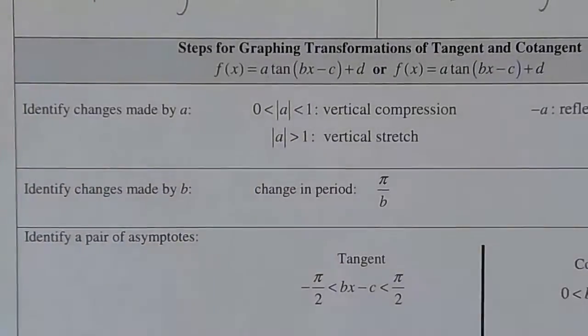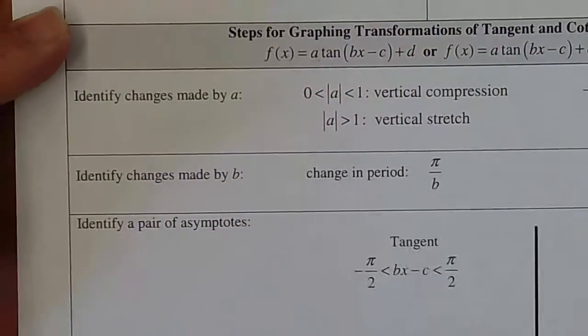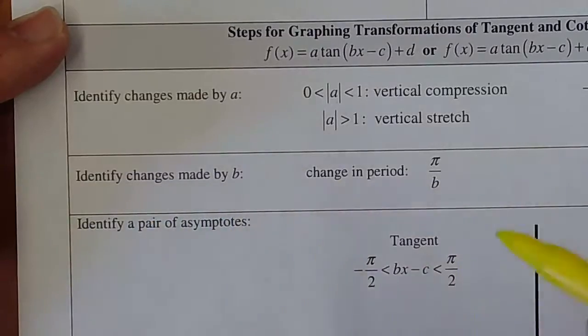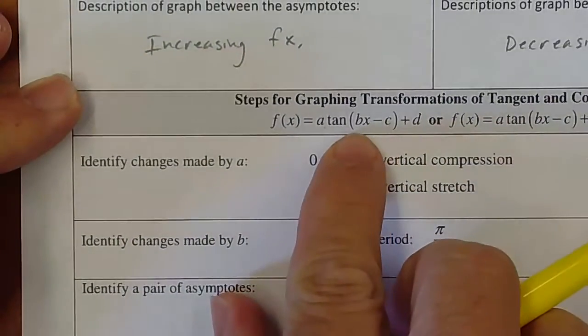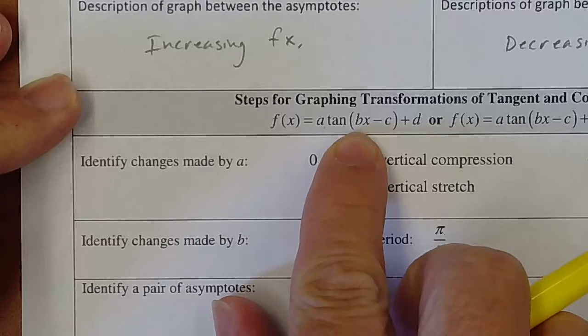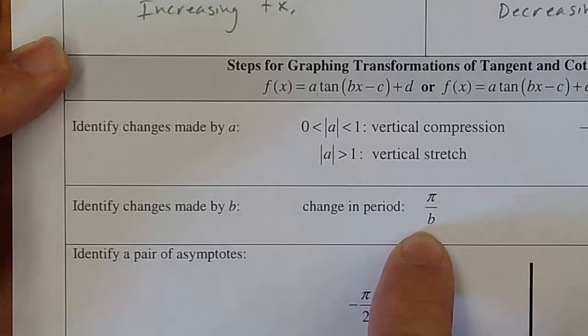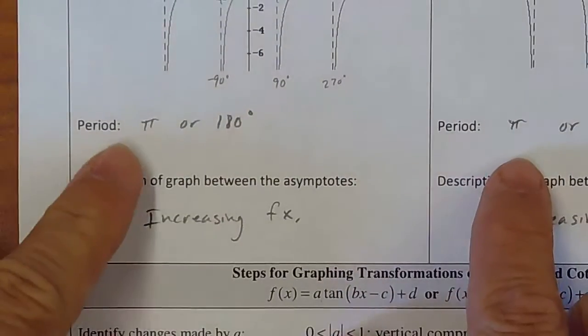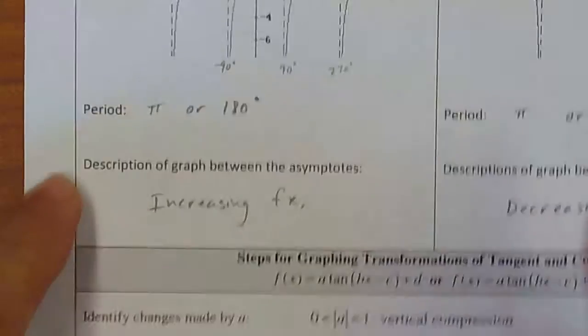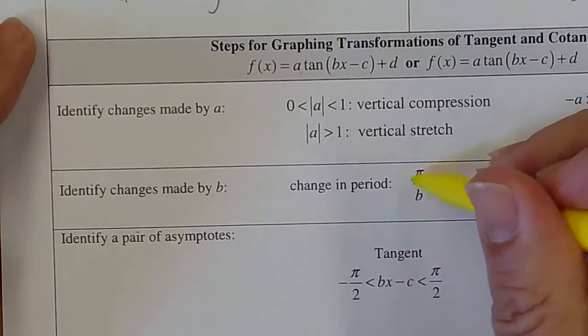Here's the part that's really different that we got to make sure we understand. Identify changes made by b. If we have a b value, it still changes the period like it has in the past, but in the past, we used to do 2 pi divided by b. Well, for tangent and cotangent, because the original period is pi, we need to do pi over b. So make sure you understand that.